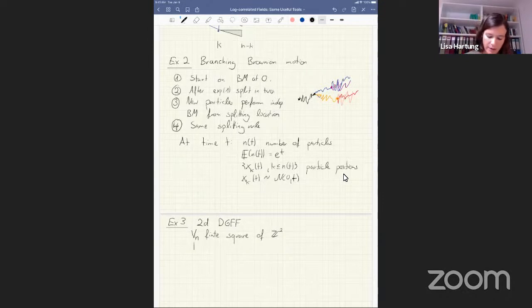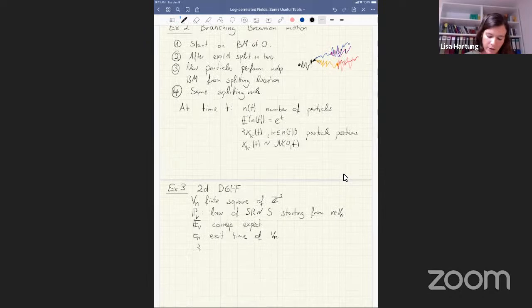So if I say that P_v should be the law of a simple random walk S starting from v in Z^2, and I denote by E_v the corresponding expectation, and I call tau_n the exit time of V_n, then I can define the discrete Gaussian free field X_v^n.